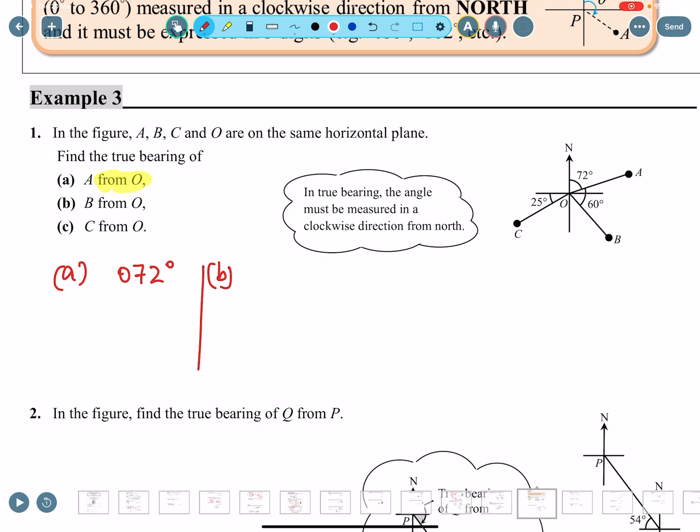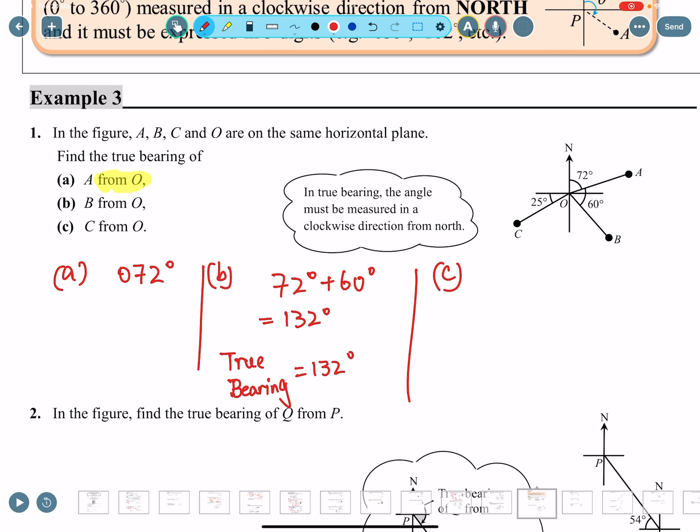B from O, that means you're going this way, right? And you gotta start from the north, so it's that much. We have to add 72 and 60 in order to get the full angle. 72 degrees plus 60 degrees is equal to 132. True bearing is 132 degrees.